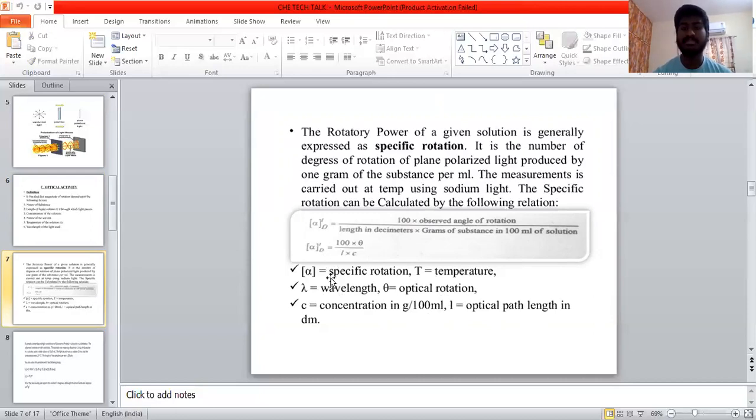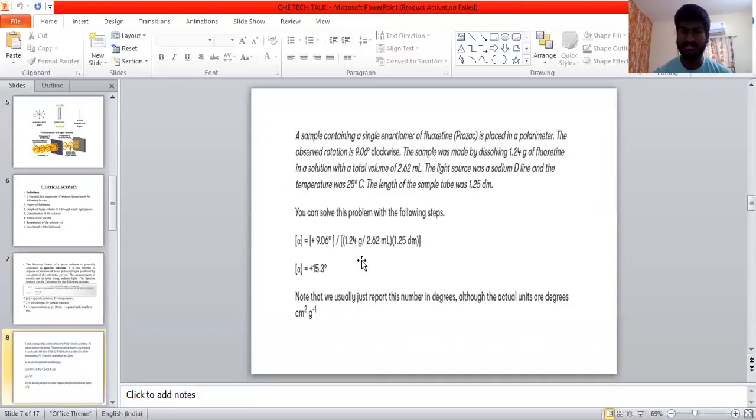Specific rotation alpha is equal to 100 times theta by L into C. Theta is your observed rotation, L is your length, and C is your concentration. So now let's solve a numerical. A sample containing a single enantiomer of a pure compound is placed in a polarimeter. The observed rotation is 9.06 degrees clockwise. What is the formula for specific rotation? Specific rotation alpha is equal to theta, that is your observed rotation, by L into C.